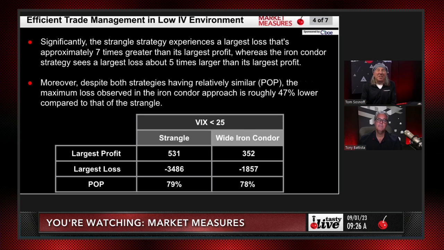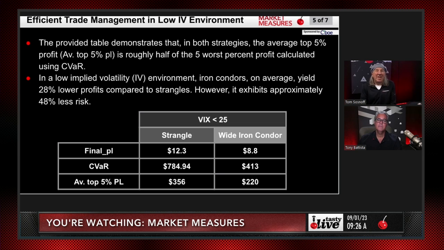Let's go to the next slide. And by the way, IV is almost always under 25. So this table demonstrates that in both strategies, the average top 5% profit is roughly half of the worst 5% profit calculated using CVAR. So in low implied volatility environments, iron condors on average yield 28% lower profits compared to strangles. However, they exhibit 48% less risk.